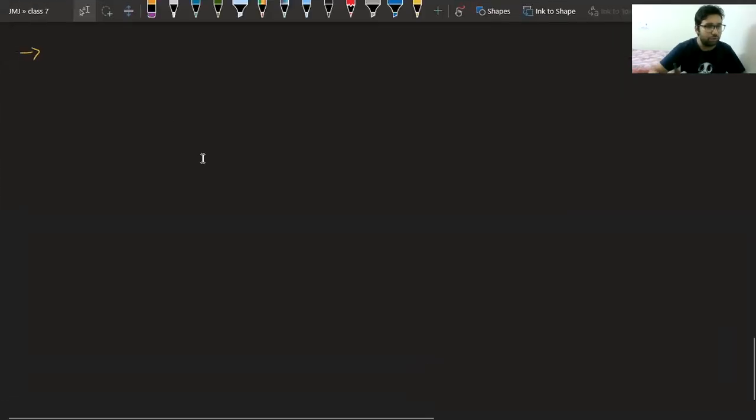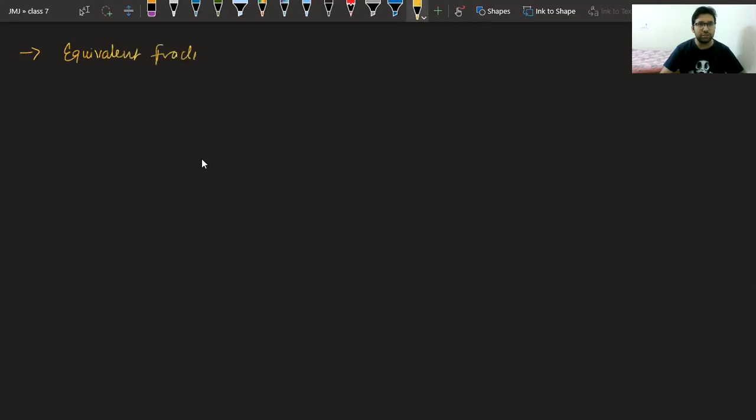So yesterday we have seen the concept of rational number. Today we will go further to see the concept of equivalent fractions. This we have done already, class. The same concept we will see.